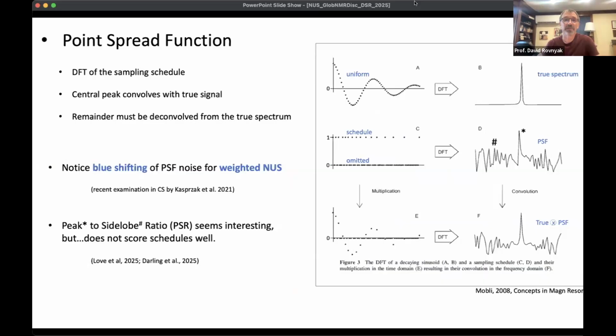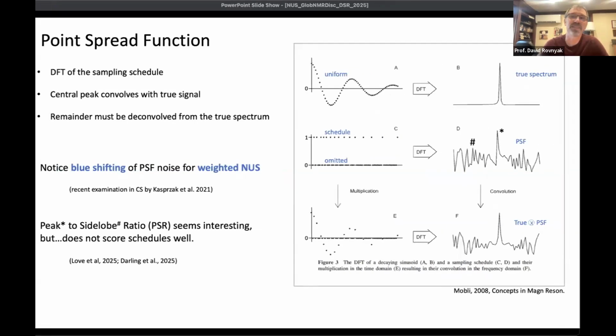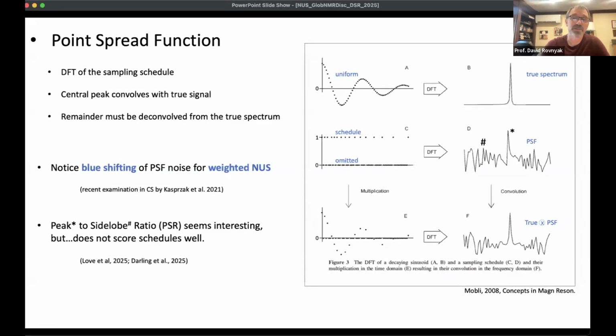We also heard about the point spread function, and this is great. I get to skim over this a little bit more quickly. It's the DFT of the sampling schedule. It convolves with the true signal. And so it has a couple of aspects that we want to be aware of. We want to be aware of the central peak, which is the good part of the point spread function. But then we have these noise-like artifacts that complicate spectral interpretation and reconstruction. And the goal is to suppress them as much as possible so that they don't interfere with our analysis of the data.